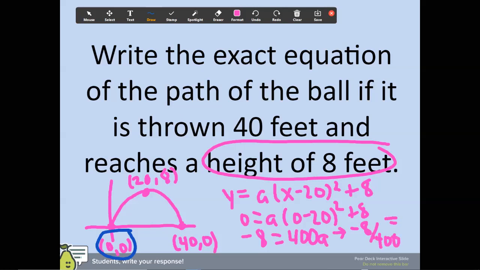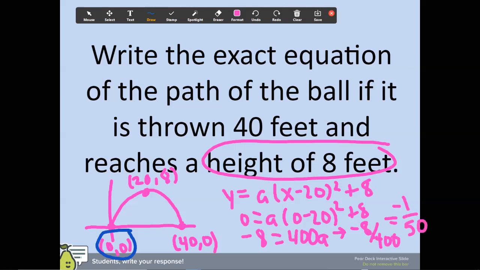So I'm going to get negative 8 over 400. And if you put this into your graphing calculator that you have on your Chromebook and you do alpha and the y equal, you're going to get a fraction option. And you could just put in negative 8 over 400 if you're having trouble reducing this. But this is going to end up being negative 1 over 50.